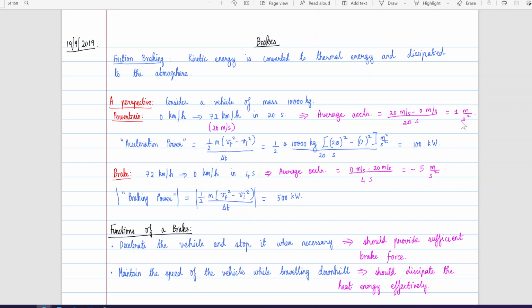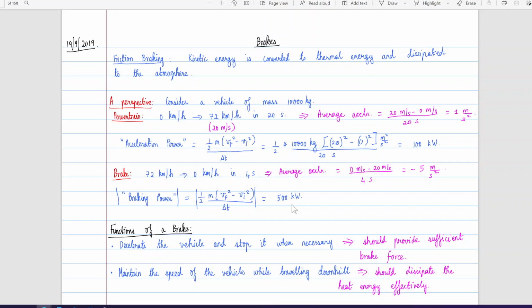So if we were to achieve this acceleration, we want a 100 kilowatt power train. But if we were to brake this in 4 seconds, we would need to dissipate 500 kilowatt. So you can see that the demand of power dissipation in braking is significantly higher than that of acceleration.